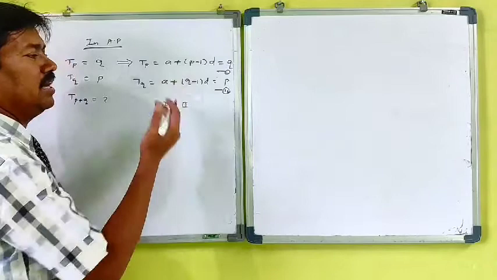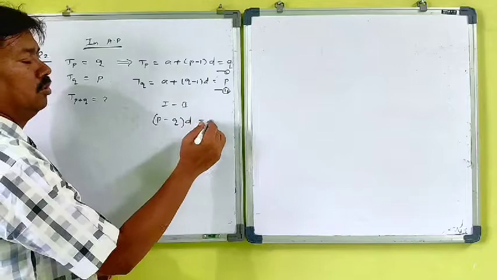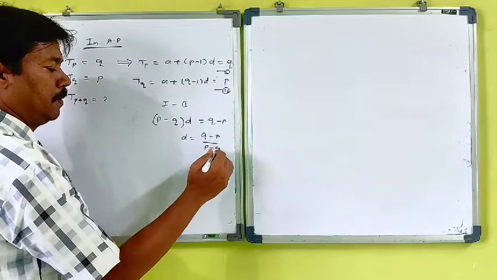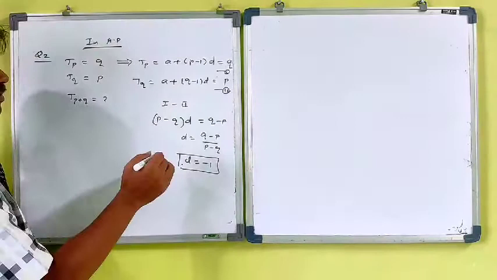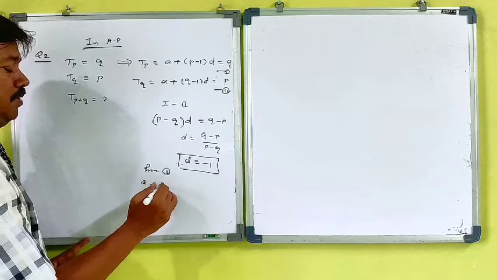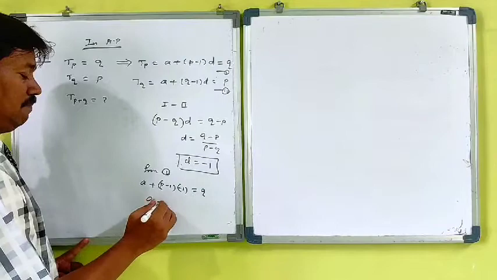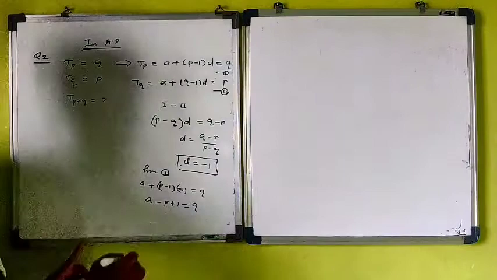This is (P minus Q)D, which should be equal to Q minus P. Then divided by this, the value of D will come as minus 1. And the D value is substituted back in the first equation: from 1, it is A plus (P minus 1) into minus 1 is equal to Q. So that is A minus P plus 1 is equal to Q. So A should be equal to P plus Q minus 1.